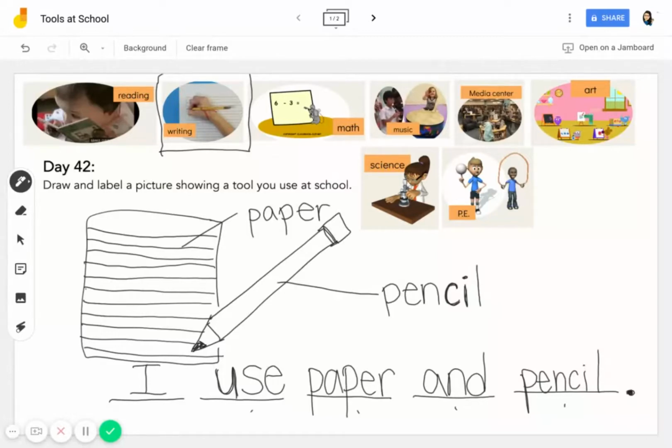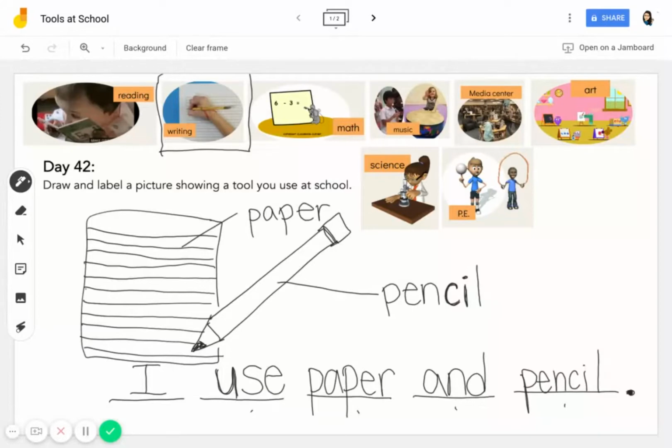Perfect. Now, I did my assignment of drawing and labeling a picture showing a tool that I use at school, and then I wrote a sentence to match my picture. Remember, when you're doing your assignment, don't do the writing just like I did. Pick another activity that you do at school.